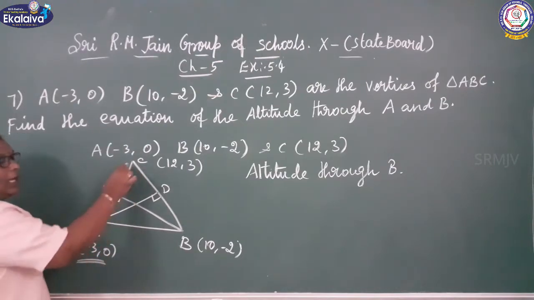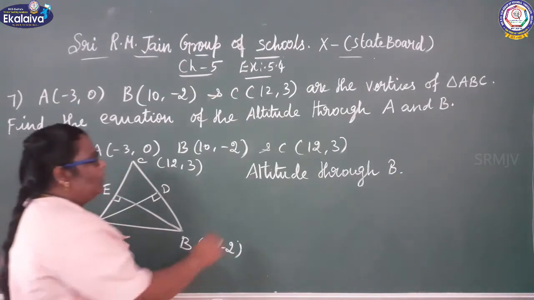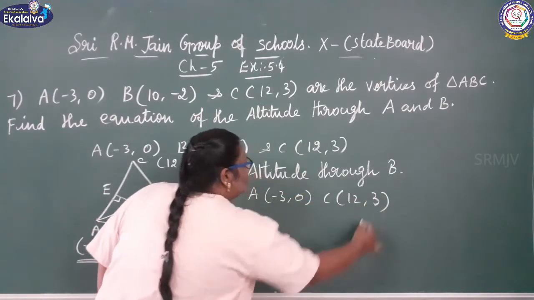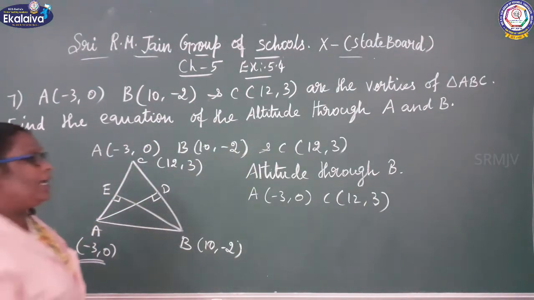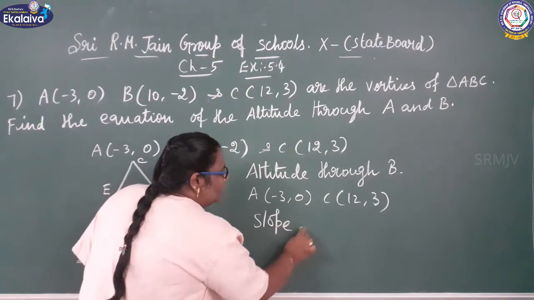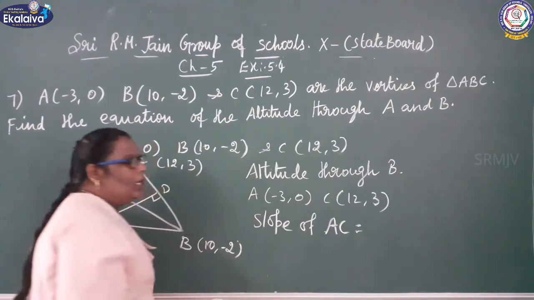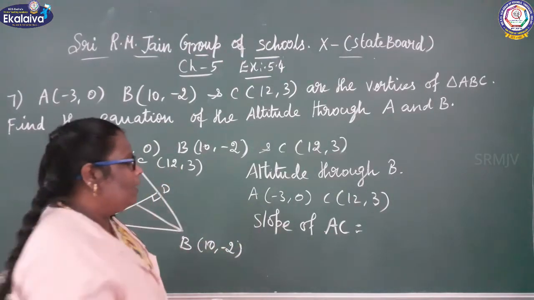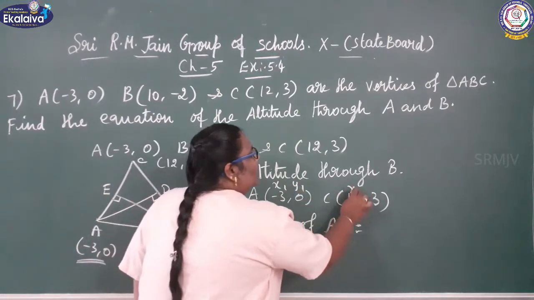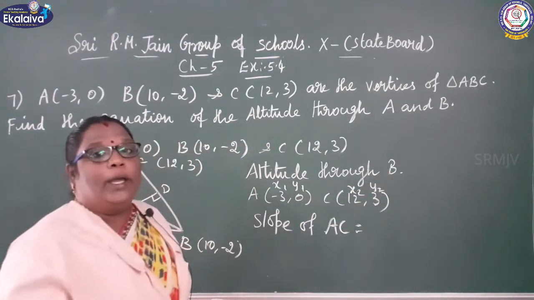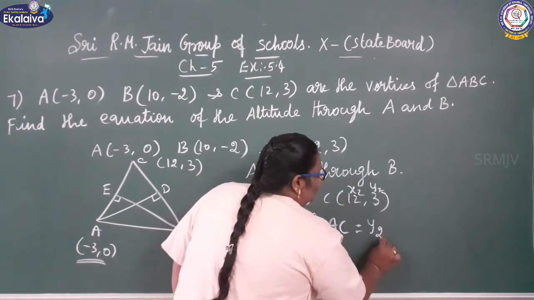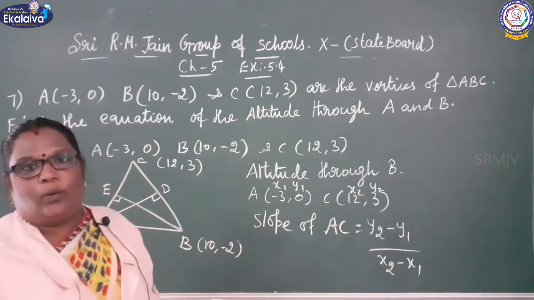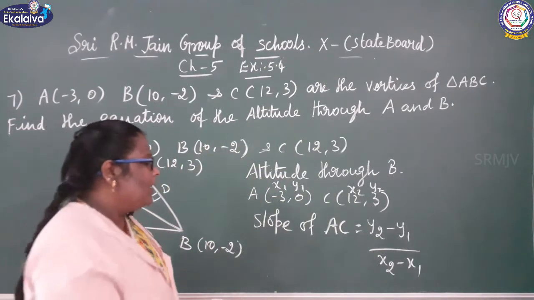First you should find out the slope of AC. A value is minus 3 comma 0 and C value is 12 comma 3. Find out the slope of AC. Slope of AC equals the same formula, y2 minus y1 by x2 minus x1. So this is x1, y1, x2, y2.